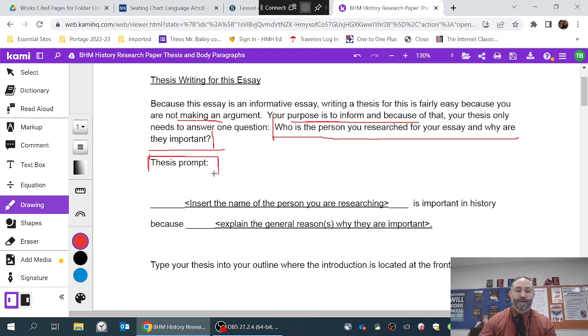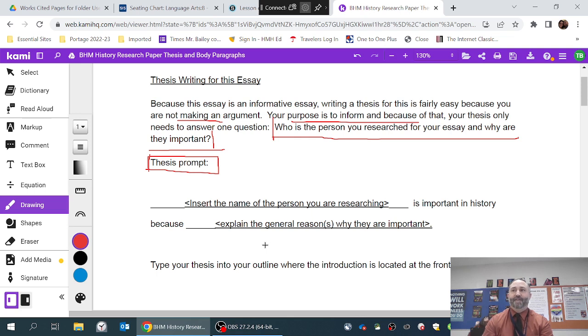Literally, you're going to write your thesis by filling in the blanks here. So if you researched Jesse Owens, you'll say, Jesse Owens is important in history because, and then you should have some general things and reasons that made him important, and there's your thesis. If you researched Alvin Ailey, you say, Alvin Ailey is important in history because. If you researched Alice Coachman, it's going to be Alice Coachman is important in history because. Or Ethel Waters, whoever it is that you chose, the same sentence structure is going to take place.